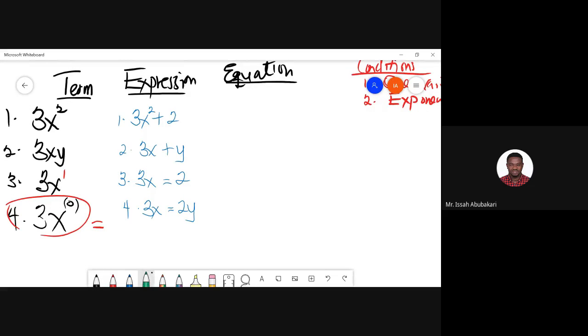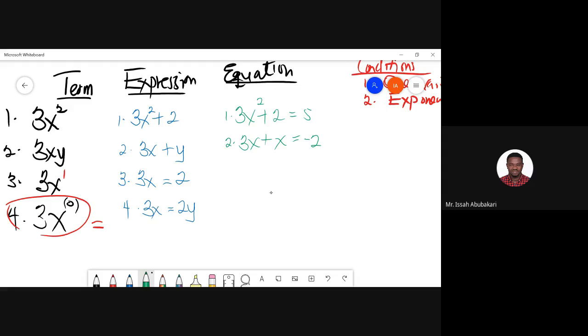Very good. Now let's move on to linear equation. Linear equation is when we graduate from an expression and we add equation to the expression. When we add equal sign to the expression, we get linear equation. So assuming we have 3x squared plus 2 is equal to 5. Number 2, 3x plus x is equal to minus 2.